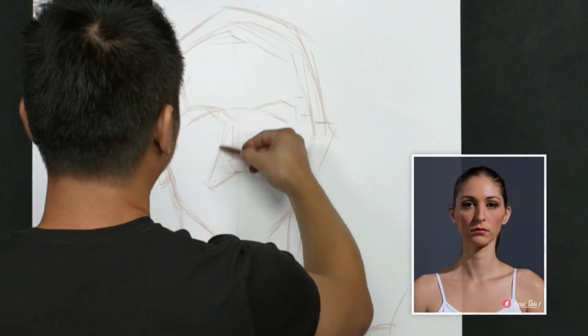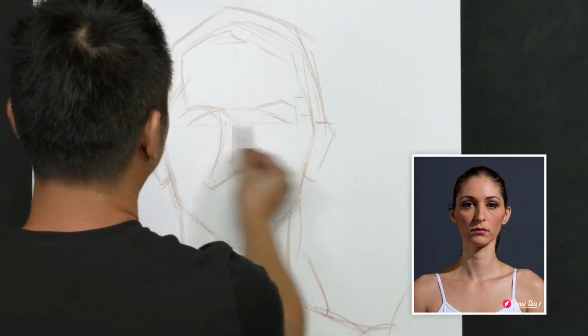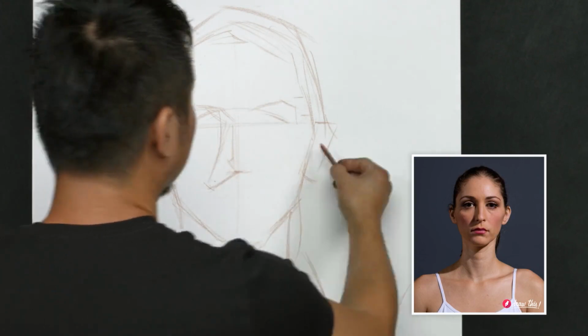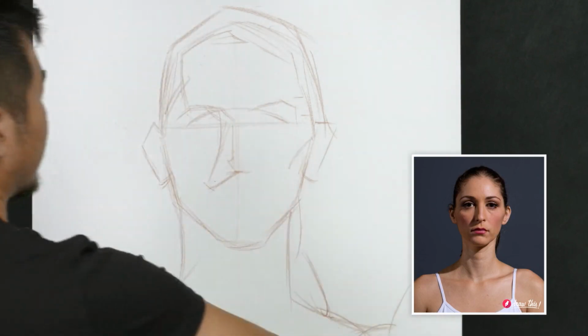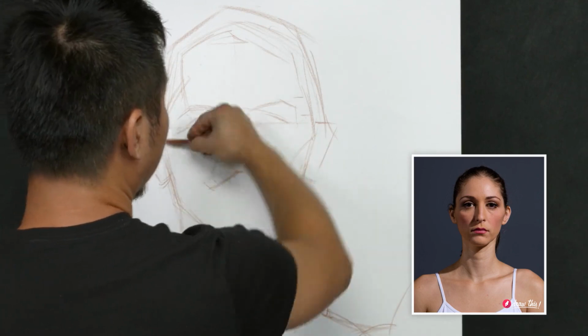Remember the arch? It takes you right over the eyelid. Eyeliner. Let's give a sense of the cheekbones. Here we've got shadows.